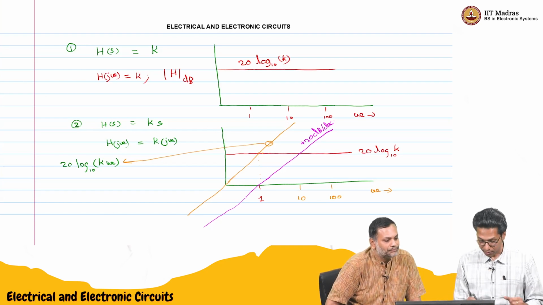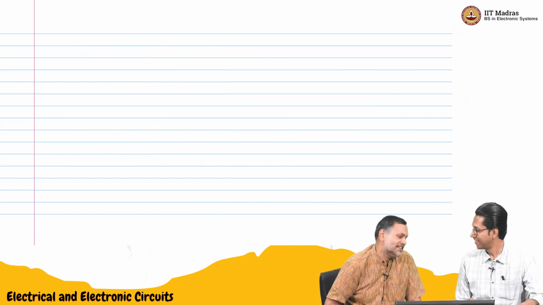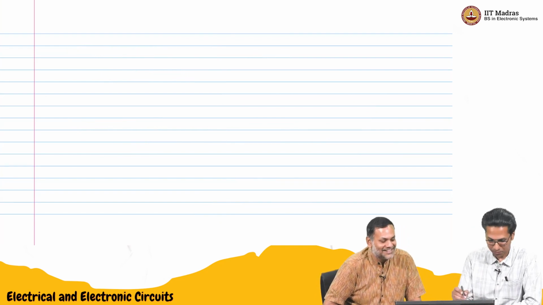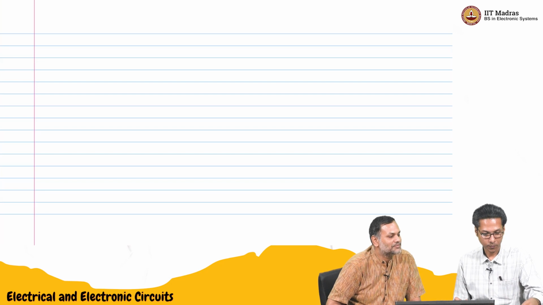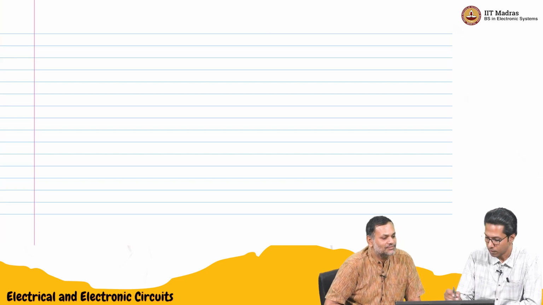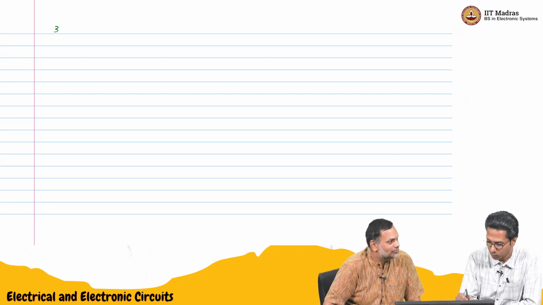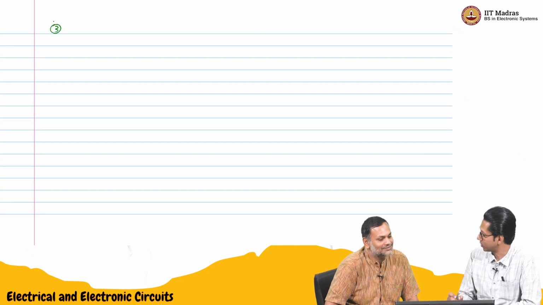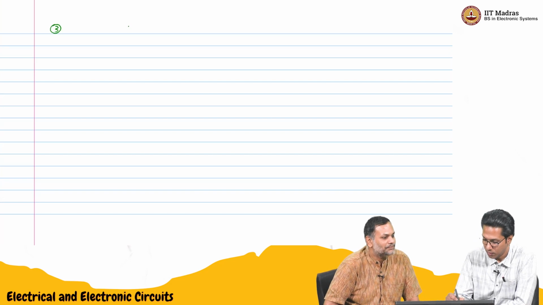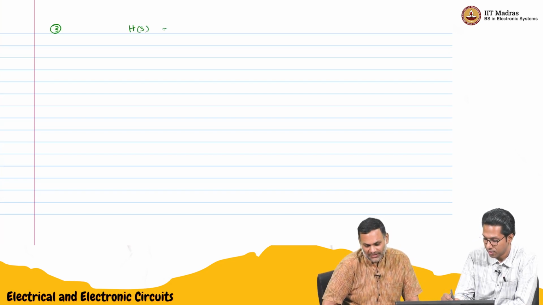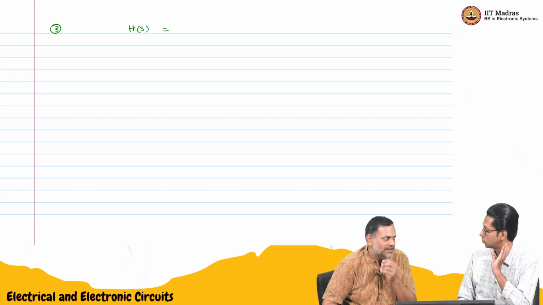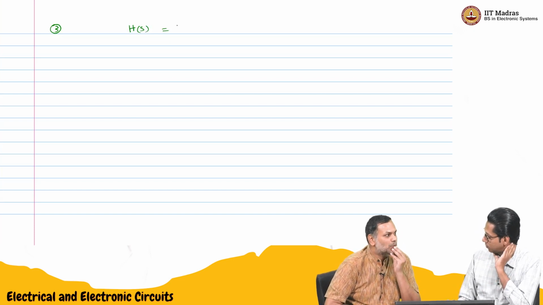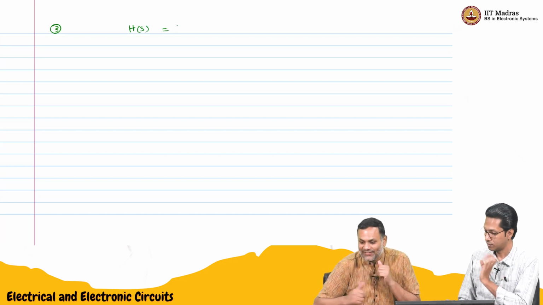So maybe we should take a slightly more complicated example. Maybe something with some poles and zeros. So maybe we'll take something with 1 zero and 2 poles.